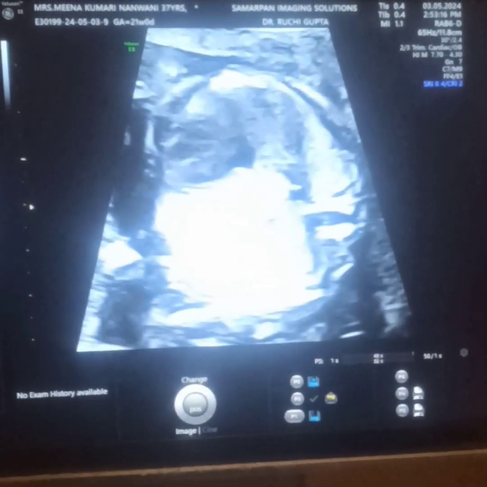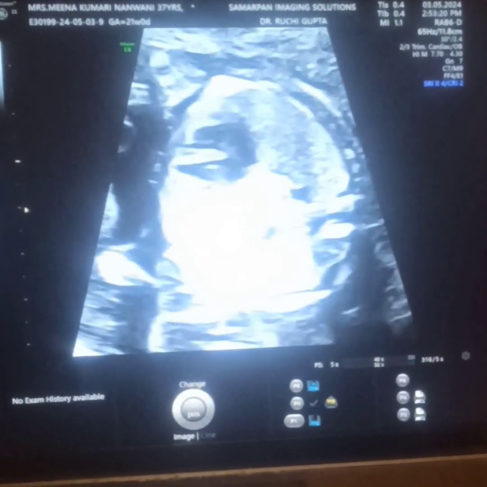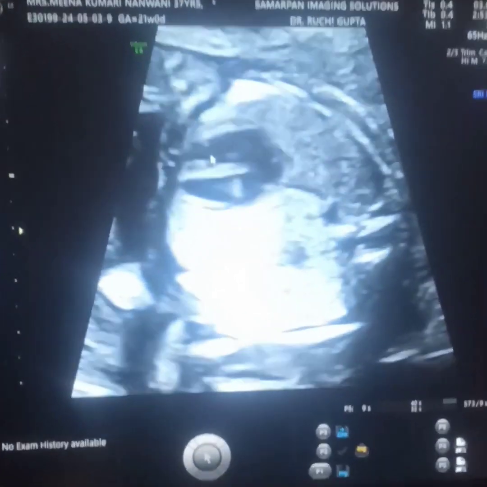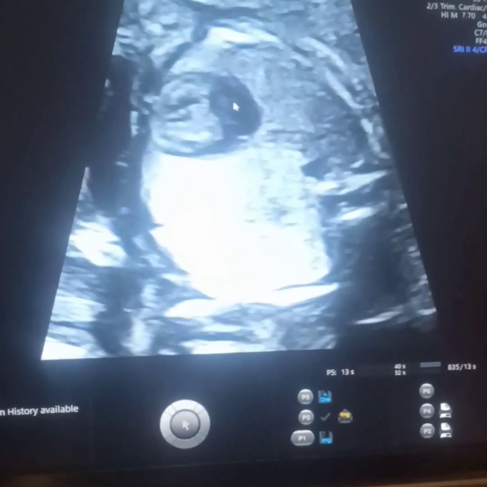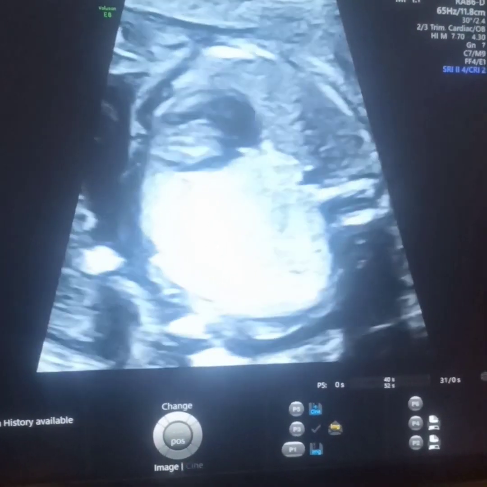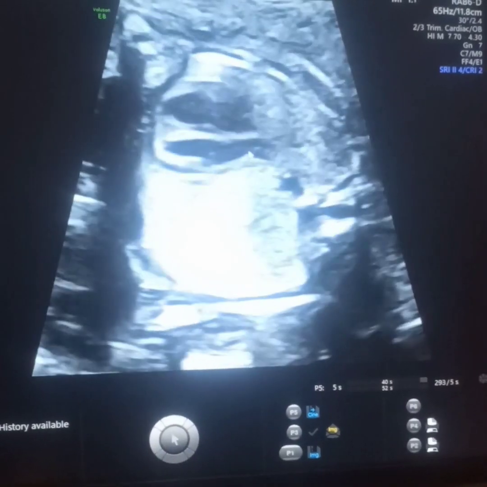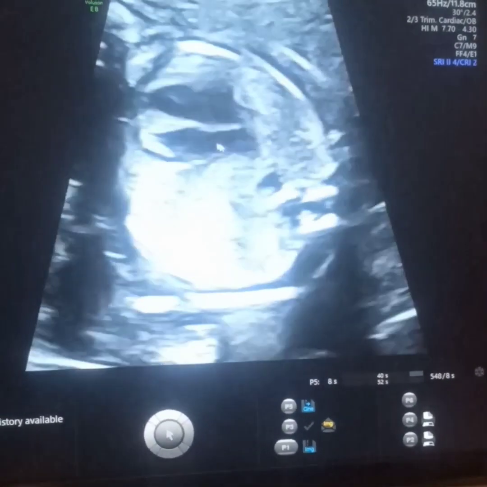Now we proceed to the fetal echo. You can see the 4-chamber heart is clearly visible. This is the left ventricle, this is the right ventricle, left atrium and right atrium. Now you can see in the heart these are the entering pulmonary veins, so we can rule out total anomalous pulmonary venous connection.